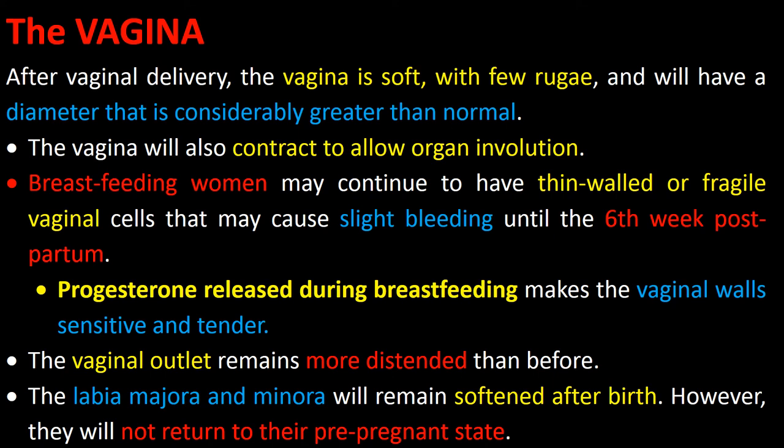Also remember that during breastfeeding, along with oxytocin, progesterone is also released, which also makes the vaginal wall sensitive and tender. The vaginal outlet remains more distended than before. Bakit? Kasi meron ngang lumabas na bata, therefore the vaginal outlet is bigger in diameter. The labia majora and minora will also remain softened at birth. However, they will no longer return to their pre-pregnant state. Hindi na po babalik sa pagiging itsurang virgin yung inyong vagina pagkatapos nyong manganak.